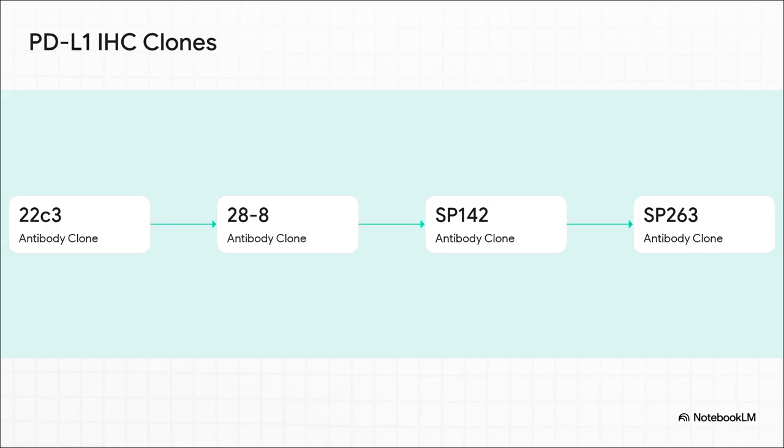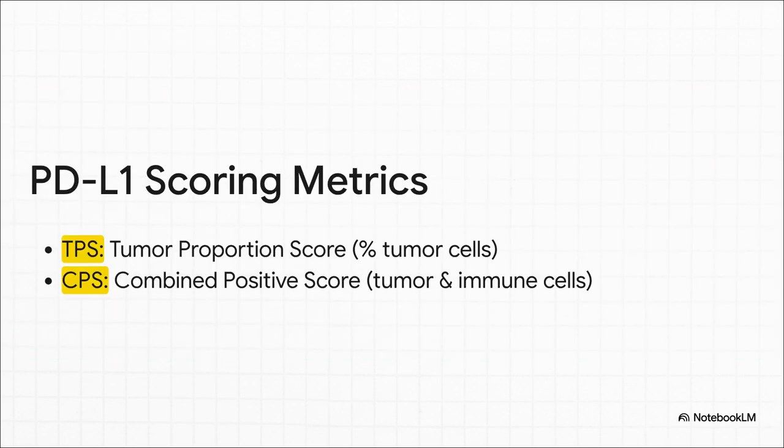Now, the big one for immunotherapy in lung cancer is PD-L1, and we test for it with immunohistochemistry. But here's the catch. The template makes you specify which antibody clone you used, like 22.3C or SP263, because different clones are linked to different FDA-approved drugs. You have to get the context right. And it's not enough to just say positive or negative. You have to give a score.